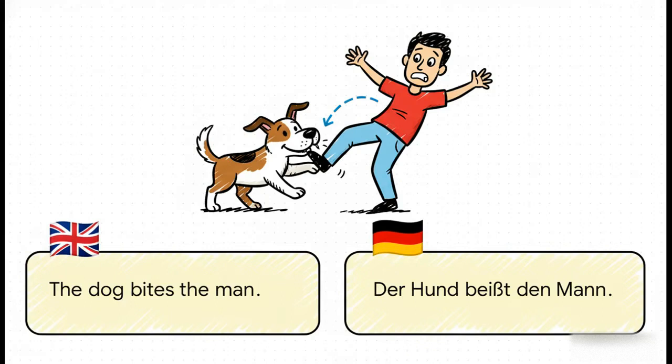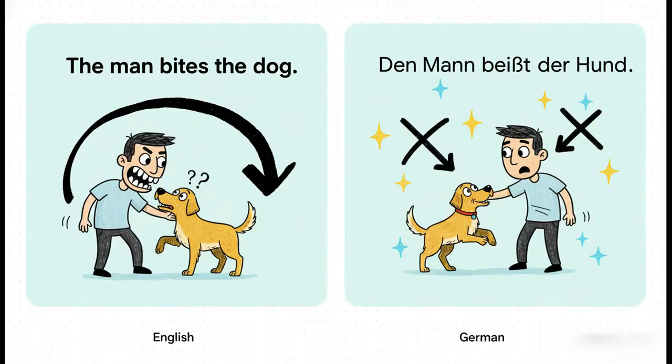In English, we have, the dog bites the man. The German version is, der Hund beißt den Mann. It feels like a one-to-one translation, right? Subject, verb, object. The word order tells us exactly who's doing what to whom. No problem. But this is where German pulls a fast one and shows off its secret power.